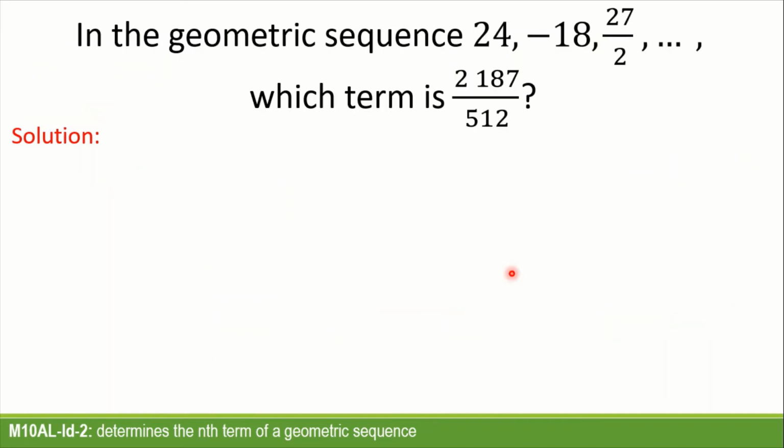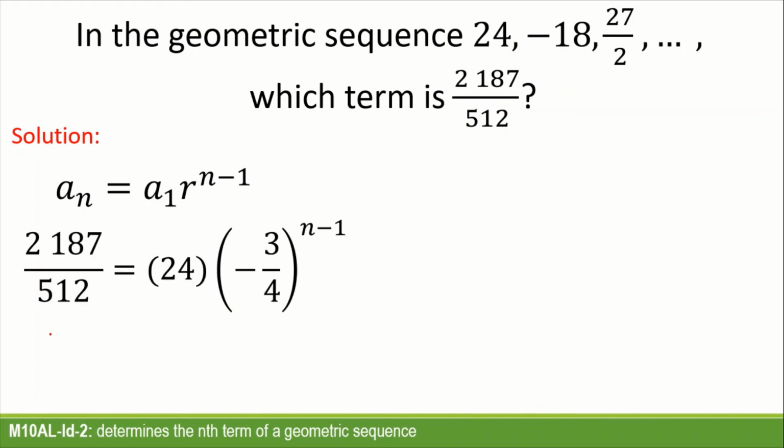Next, sagutan natin ang Let's Take the Challenge sa inyong module. In the geometric sequence 24, -18, 27 halves, and so on, which term is 2,187 over 512? So, in this case, kung gagamitin natin ang general term of the geometric sequence, may first term na tayo, and that is 24. Makukuha natin ang common ratio from this given. So, ang hinahanap natin ay ang n, yung position ni 2,187 over 512. So, i-plug in natin ang values.